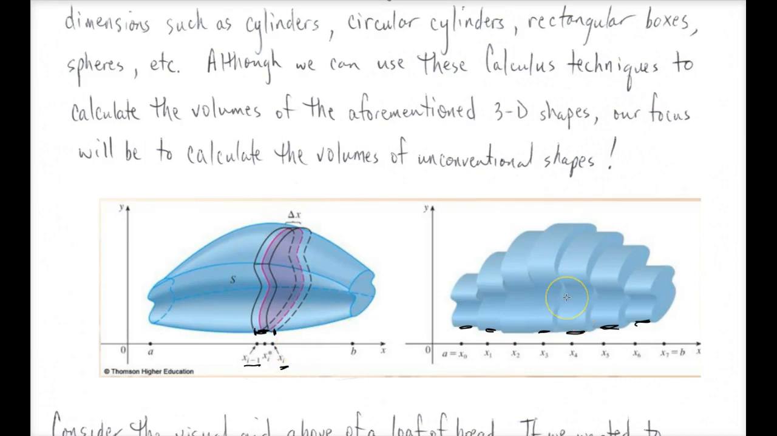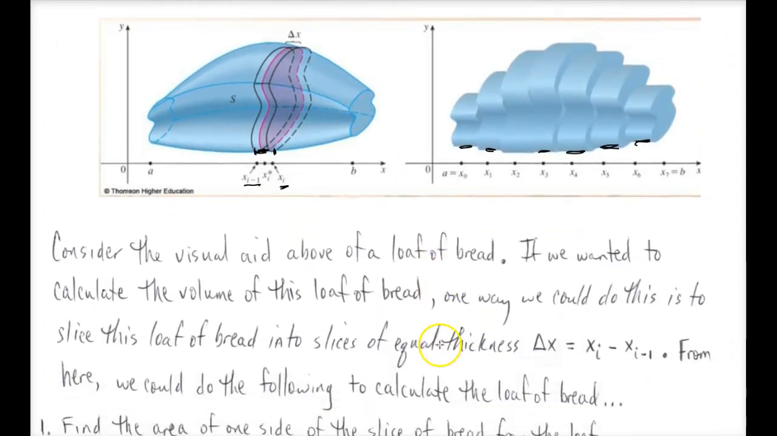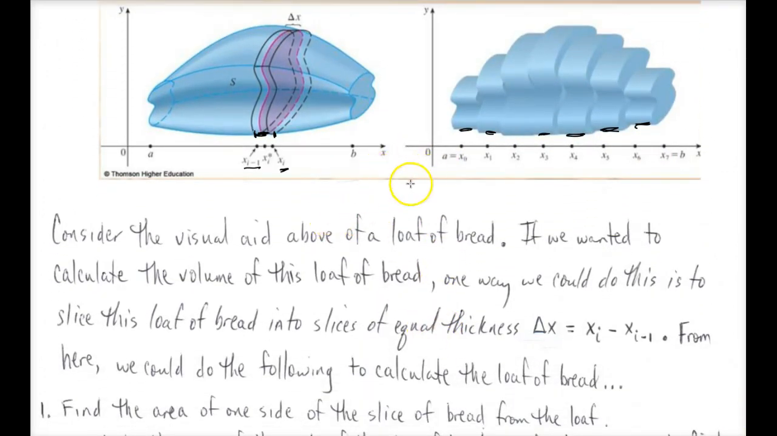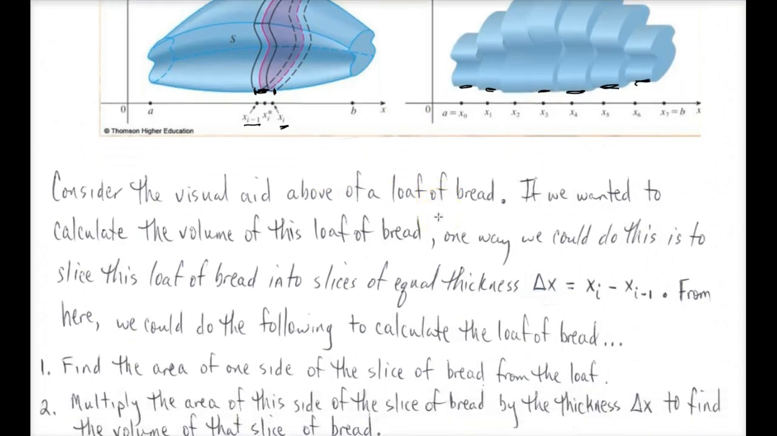If we can characterize the area of the slice of this bread, then we can just add a bunch of those very thin slices together to come up with what the volume should be. So that's essentially what this particular picture talks about.